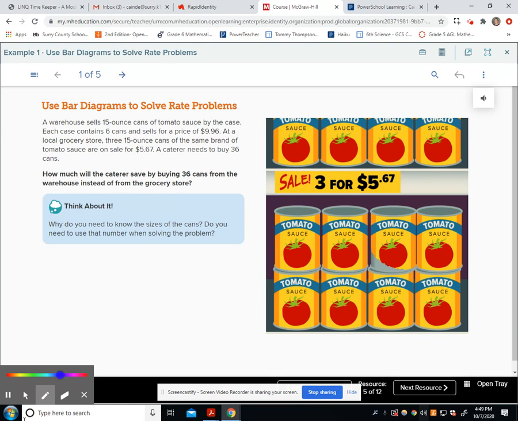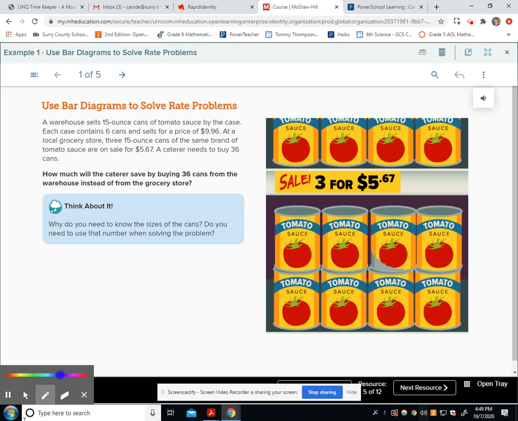Now, it's important to know not only are these cans the same brand, so we literally are comparing apples to apples, or in this case, tomato sauce to tomato sauce. So it tells us that the size of both cans are 15 ounces. Take a look at think about it. Why do you need to know the size of the cans? Do you need to use that number when solving the problem?